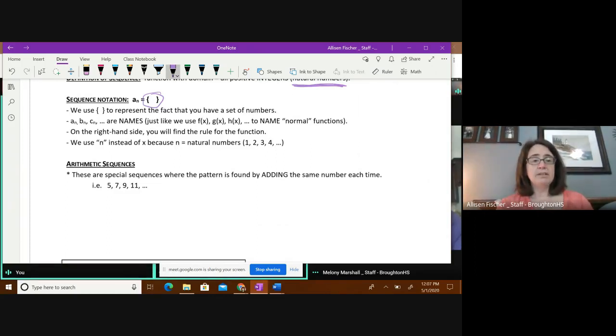We also name a sequence, just like we name functions with f of x, g of x, h of x, and so on. We name a sequence, but we use A, B, and C with a little subscript. So that's a little bit different. That's just to distinguish it from a function. In a sequence that only uses natural numbers, we use the n instead of an x because we're only using natural numbers. Like I said, the counting numbers that you learned when you were little tykes.